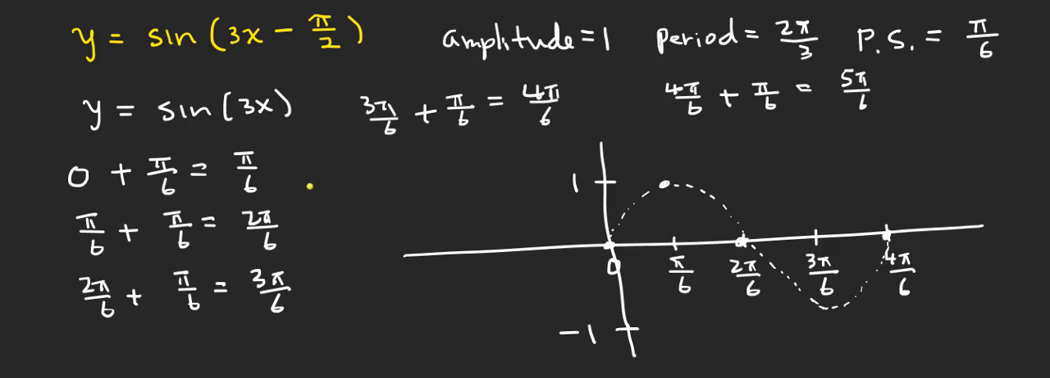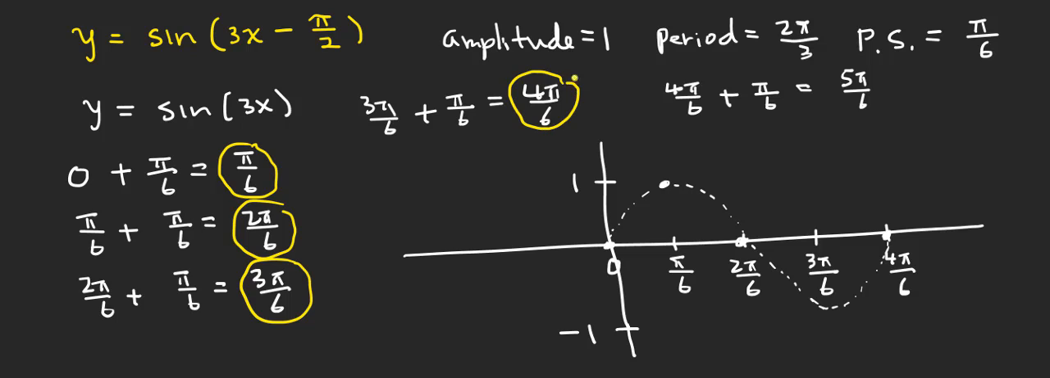This point will end up over here because we have pi over 6, 2 pi over 6, 3 pi over 6, 4 pi over 6, and 5 pi over 6. This point ends up over here, and that point will end up at 2 pi over 6. This point will end up at 3 pi over 6. And this will end up at 4 pi over 6. And finally, we need a point at 5 pi over 6.